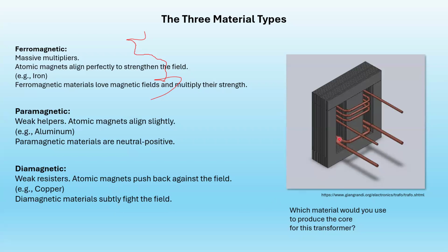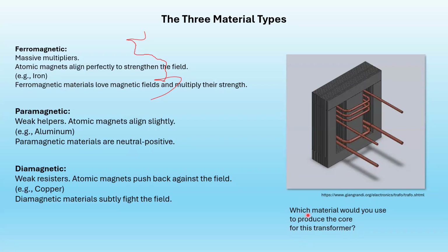Alright, now here is a coil. Let's say we choose this top one to be the primary winding, and we choose the bottom one to be the secondary winding of a transformer.